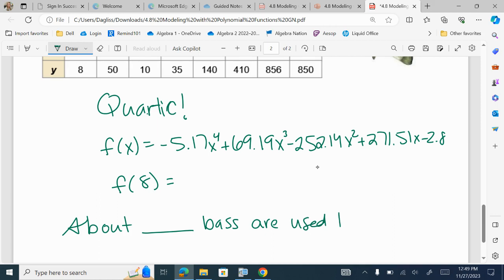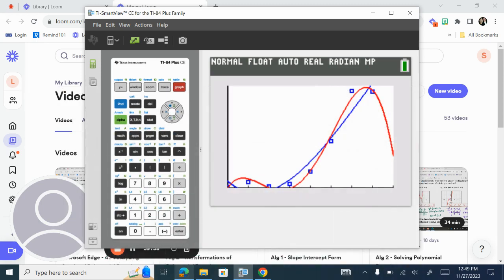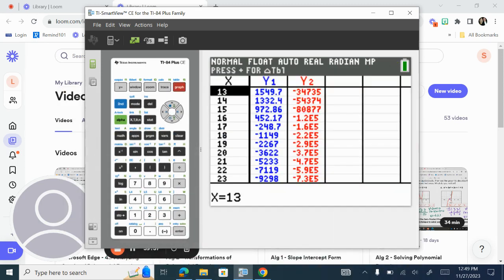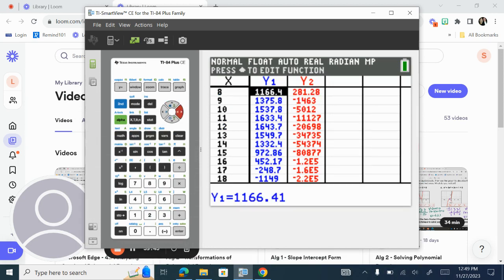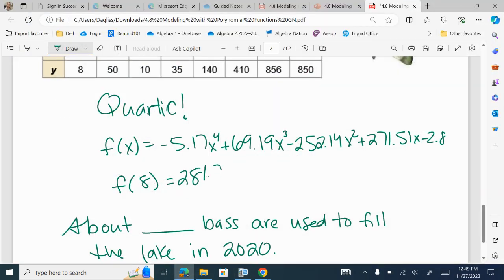I'm gonna guess. Don't guess. About. Remember? We can find our value. It's for 8, right? Is it the 1,166 or is it the 281.28? That one. Yes, 281.28. So we're going to say about 281 bass are used to fill the lake in the year 2020.